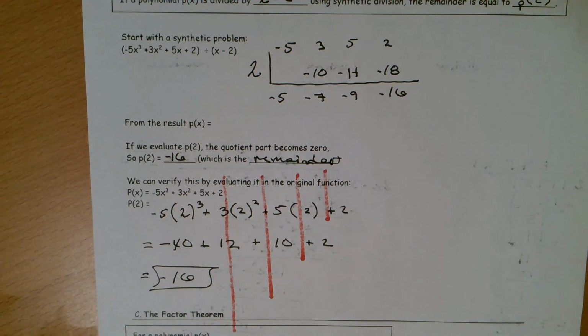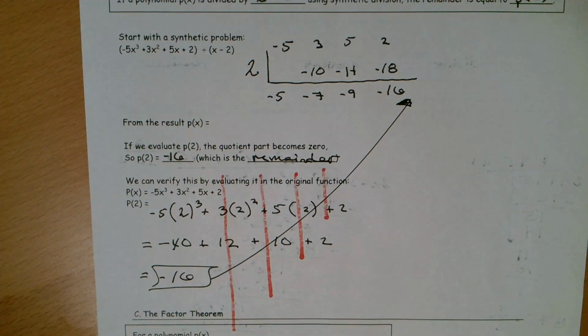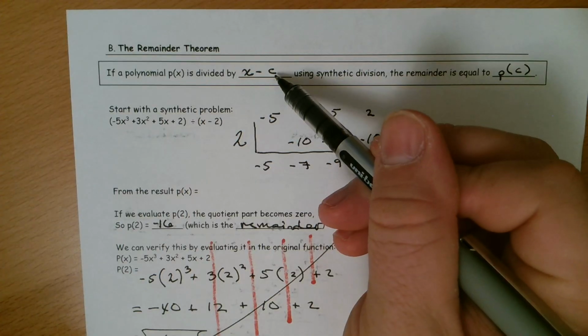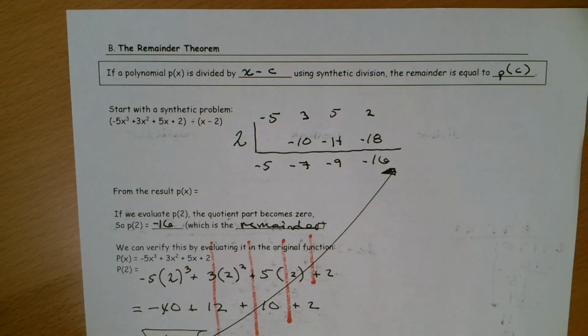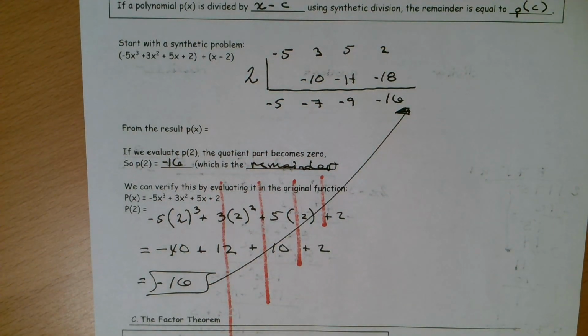There's the proof of the remainder theorem, that this number is going to match this number as long as you plug in the c value into your polynomial. So pretty cool little functionality of the remainder theorem, and you'll see more of its functionality as we go through the chapter.